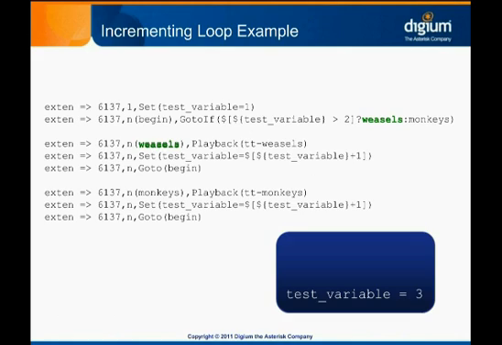Notice that we did not set the begin label to the priority which calls the Set application. This is because it would reset the value of TEST_VARIABLE back to 1 each time the loop is called, which would negate the value of incrementing the variable.